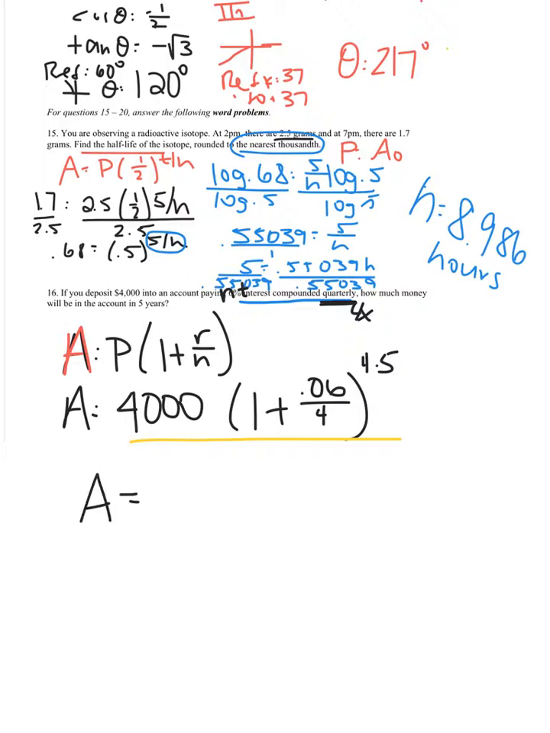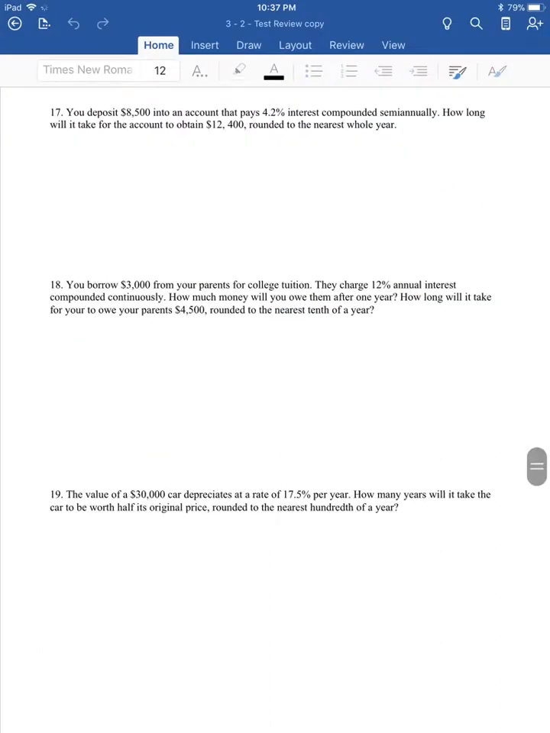When you type that right into your calculator, you should get 5,387, and we always round money to 2 decimal places. So $5,387.42. Okay, so moving on. So we have another one up here that deals with money. So it's probably going to be interest.